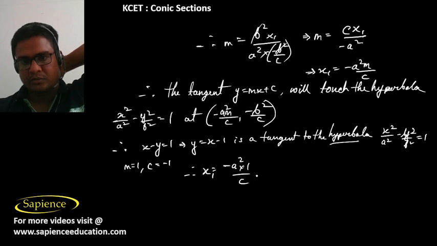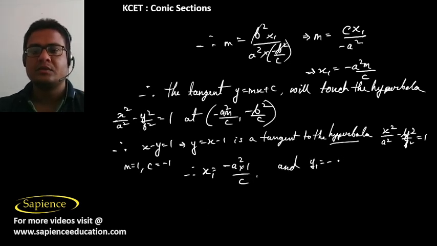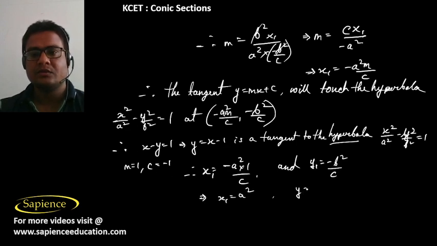So a square into 1 by c, and y1 will be equal to minus b square by c. C is given as minus 1, so x1 will be equal to a square, and y1 will be equal to b square.